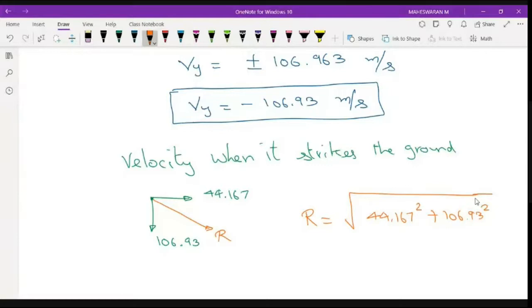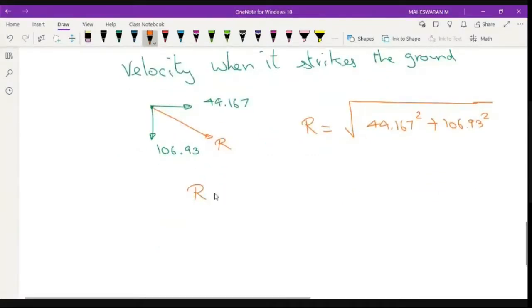Just like what you have done for forces, you can do the same for velocity. What is the resultant? It is 115.722 meter per second. So this is my final velocity, 115.722 meter per second.